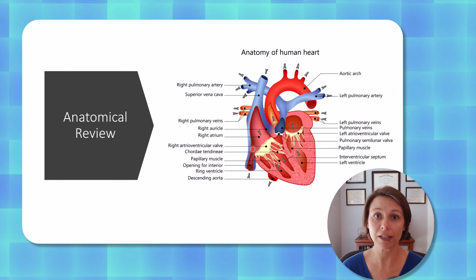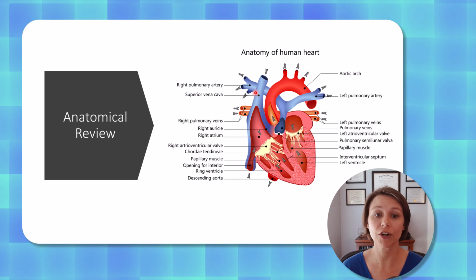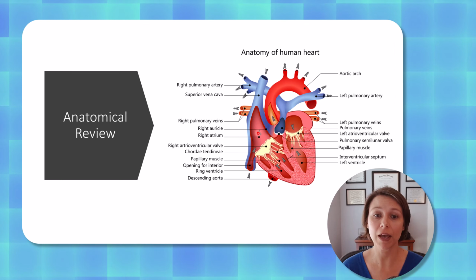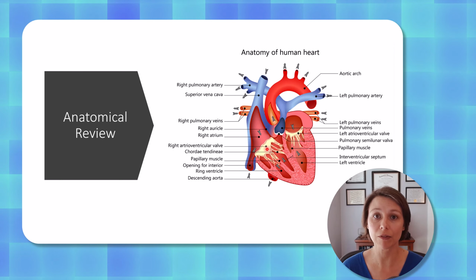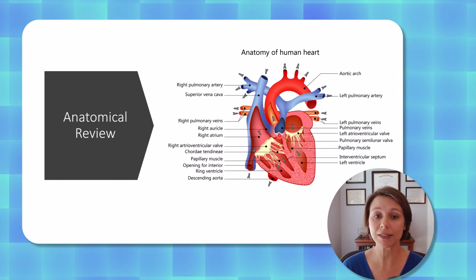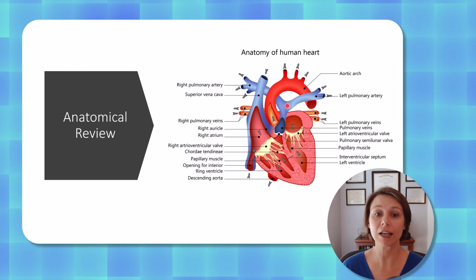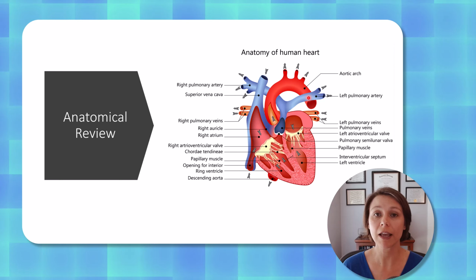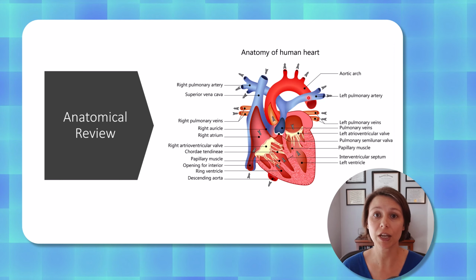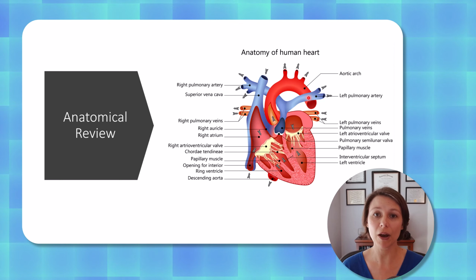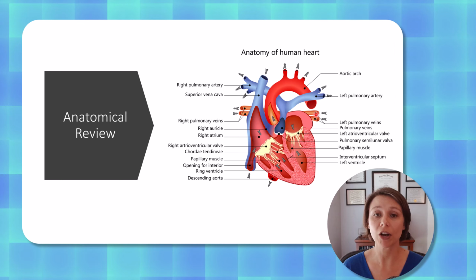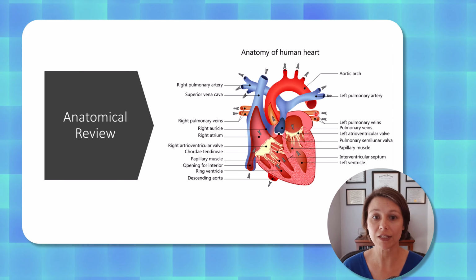Deoxygenated blood from the body is returning to the heart from the inferior and the superior vena cava. It is going to empty into the right atrium and then go through the tricuspid valve into the right ventricle, and then through the pulmonary semilunar valve into the left and the right pulmonary arteries. That's going to take that deoxygenated blood to the lungs where we're going to have diffusion, get rid of CO2, we'll pick up oxygen and bring that oxygenated blood back to the heart through the pulmonary veins, again from the right and the left side.